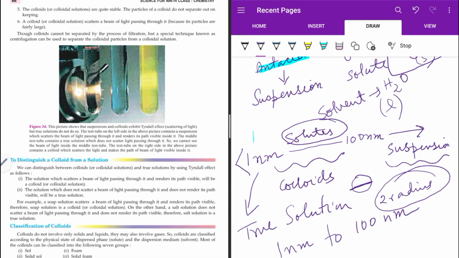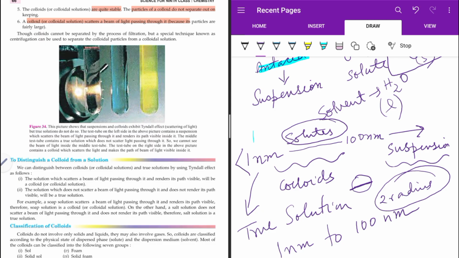Now the colloids are quite stable. I told you stability depends on the fact that the solute particles are not separating out from the solvent. So obviously this means the particles of the colloid are not separating out from the solvent in its own solution. A colloidal solution is capable of scattering the beam of light, and hence they are showing what? They are showing the Tyndall effect.